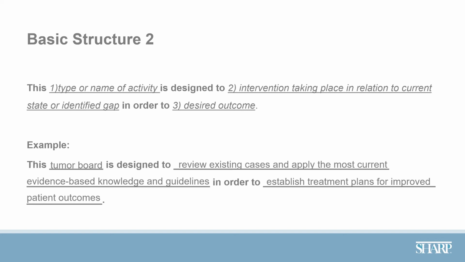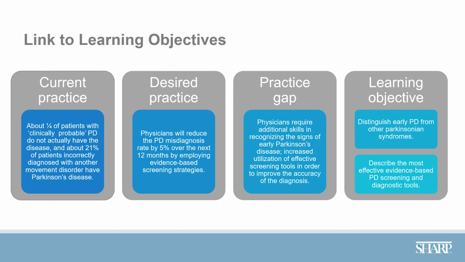Now that we have reviewed how to write a practice gap statement, we can make the connection between our practice gap and learning objectives. From the example we used earlier, we are going to identify learning objectives. As can be seen from our practice gap, physicians require additional skills in recognizing the signs of early Parkinson's disease. This can be stated as a learning objective in the form of distinguishing early Parkinson's disease from other Parkinsonian syndromes.